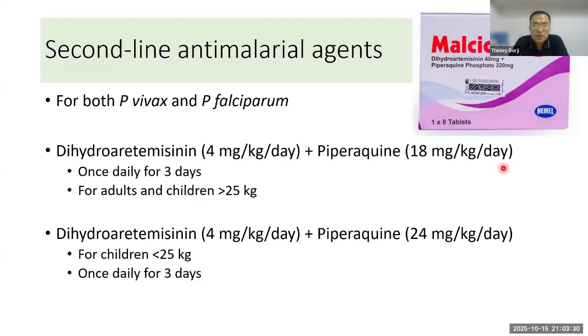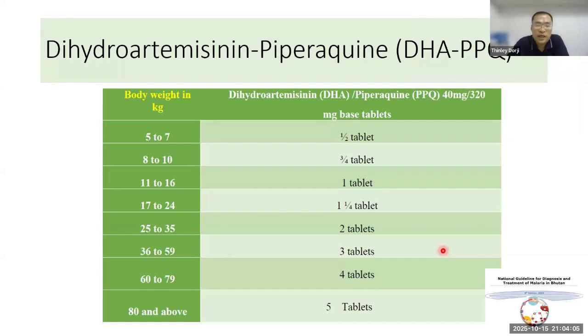Now, if there is no parasite clearance, or if you are suspecting resistance, both for falciparum and vivax malaria, the guideline-recommended second-line agent in Bhutan is dihydroartemisinin and piperaquine, which is given once a day for 3 days. For adults weighing more than 25 kg, this is the dosing. And for children less than 25 kg, this is the dosing, where the dose of piperaquine is slightly higher in children. And as per the body weight, you can follow the table that is given in our guideline.